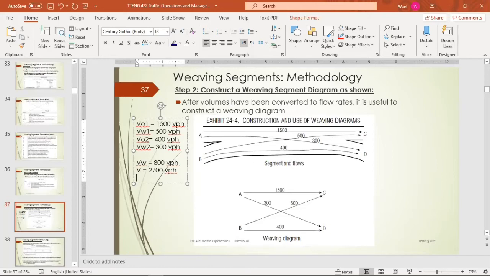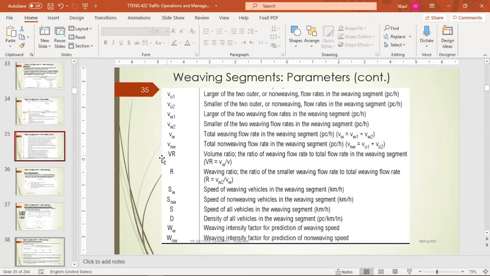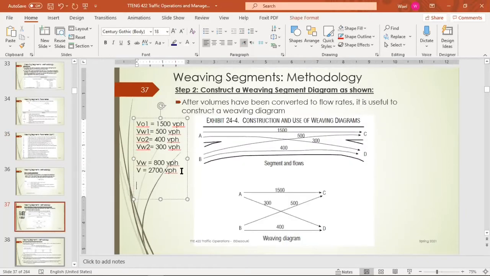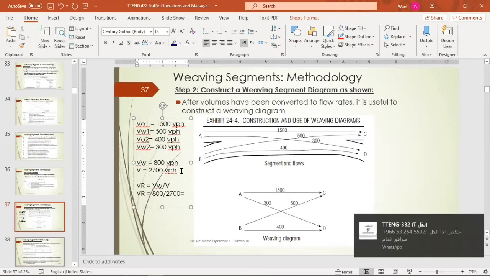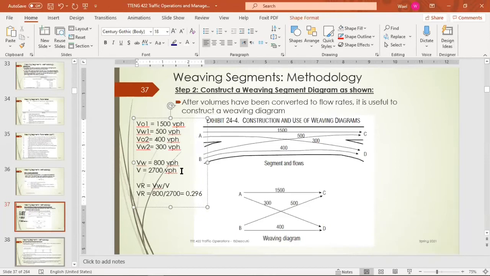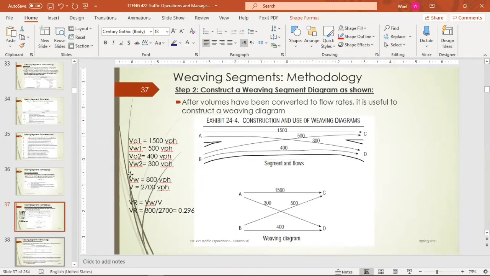Okay. We have a ratio here that we need to calculate. VR, volume ratio. VR equals how much? It's basically VW divided by V. So VR equals 800 divided by 2700, equals 0.296. Excellent. Is there anything else we need to calculate here? I don't think so. So that's an example of how we handle and make our preliminary calculations.